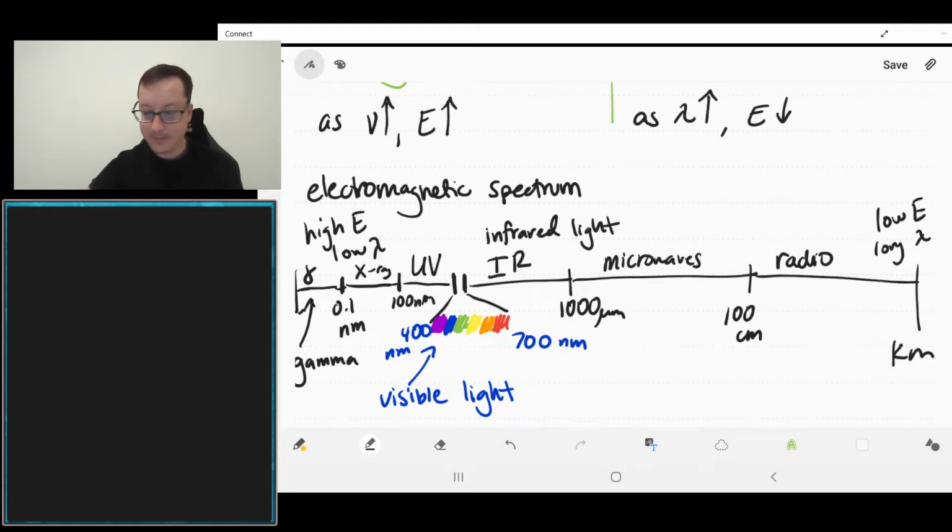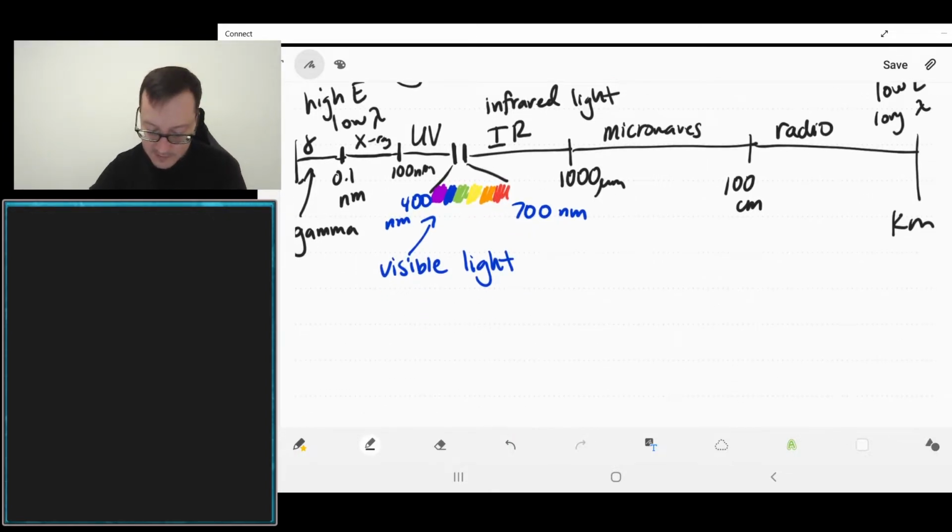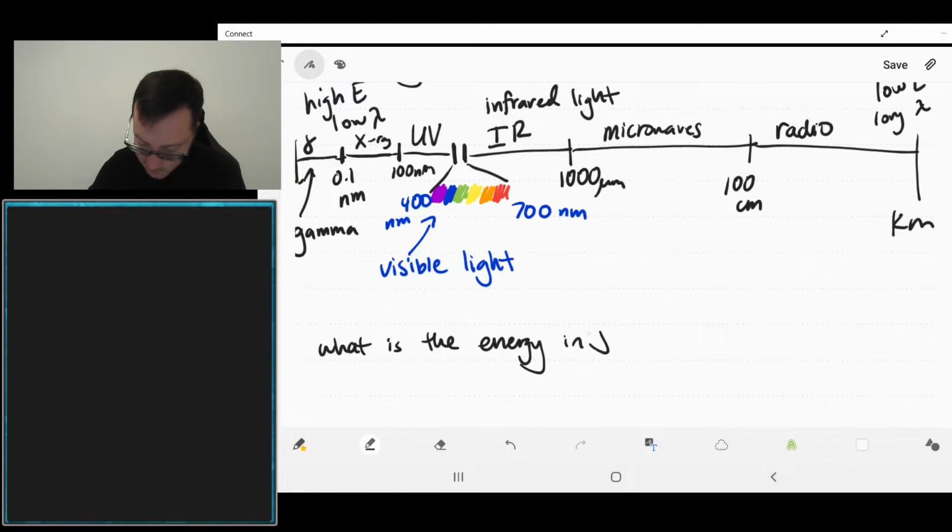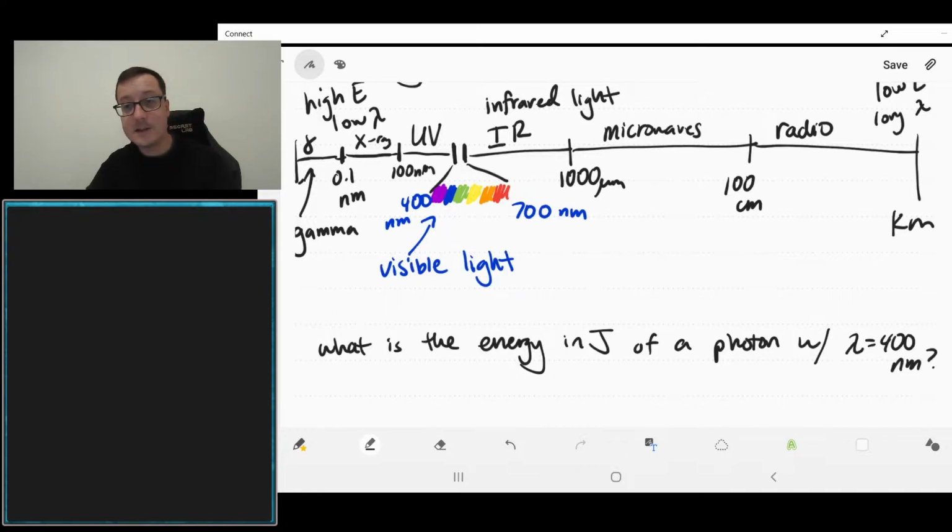That aside, that's our spectrum. So we have ways of classifying light, and we can now talk about some of these things. Let's see, for example, what is the energy in joules of a photon with a wavelength of 400 nanometers? Let's do some math.